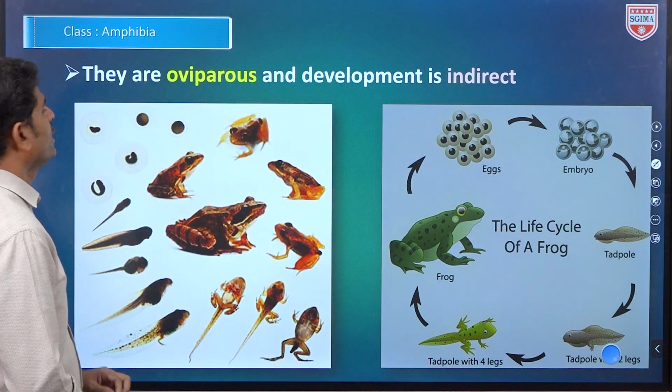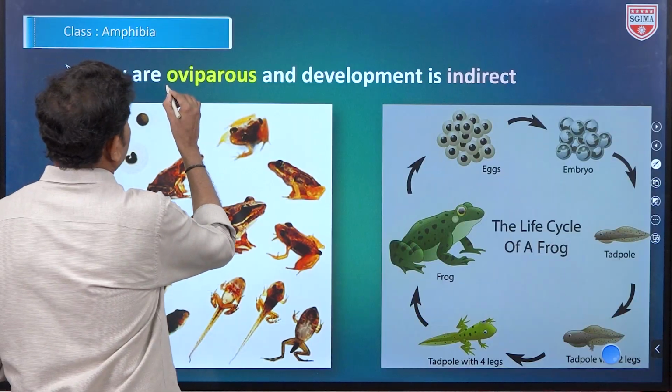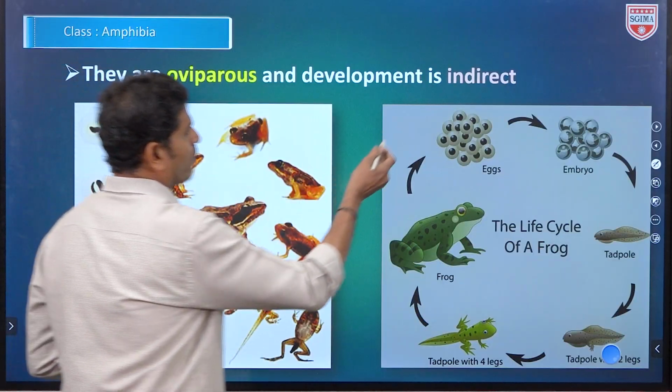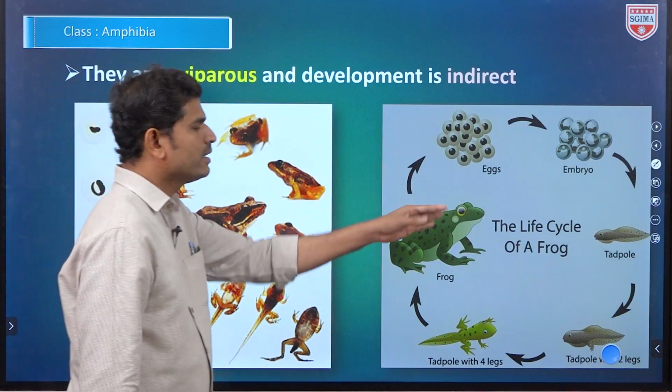So this is the total life cycle. Here they mention one point, they are oviparous, we already saw that, and development is indirect. The same point was repeated here because this is to show the life cycle once.